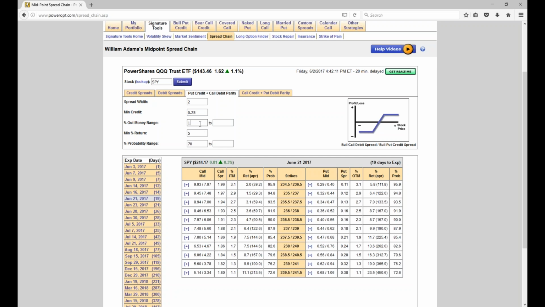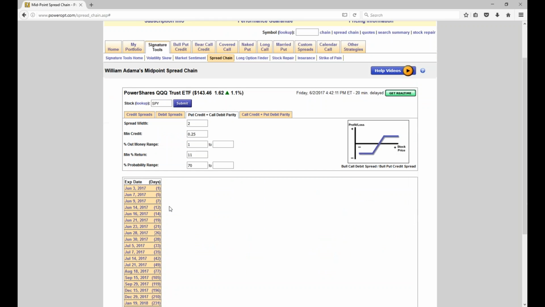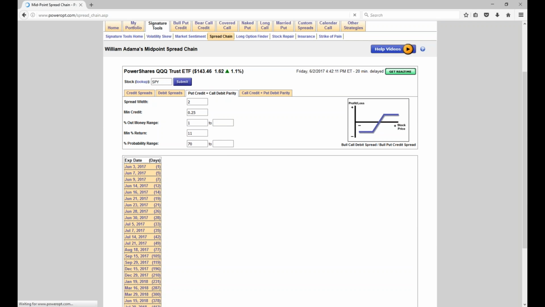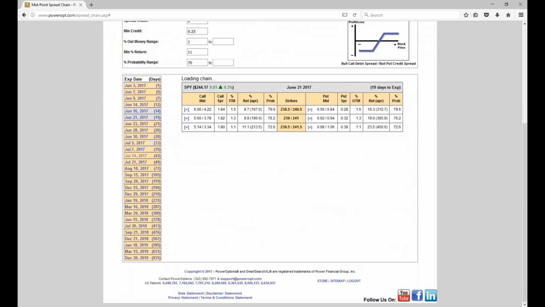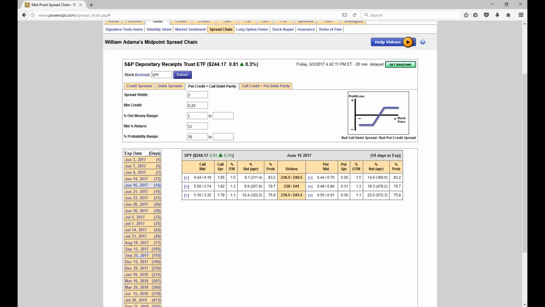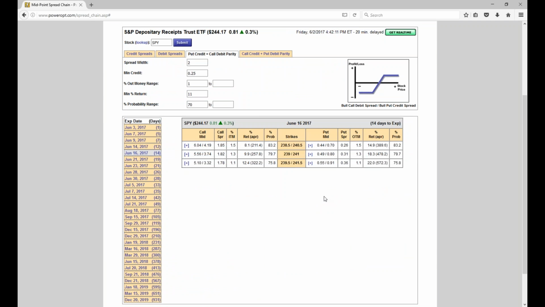Range out of the money, the short put or the short call if you're looking at the bear call credits, for example. Well, I'm just going to keep this at 1, but I'm going to up my percentage return to at least 11%. And at the same time, I'm going to leave my probability at 70 for now. But rather than looking at June 21st, I want to submit this for June 16th. Okay? So, what are we looking at now?